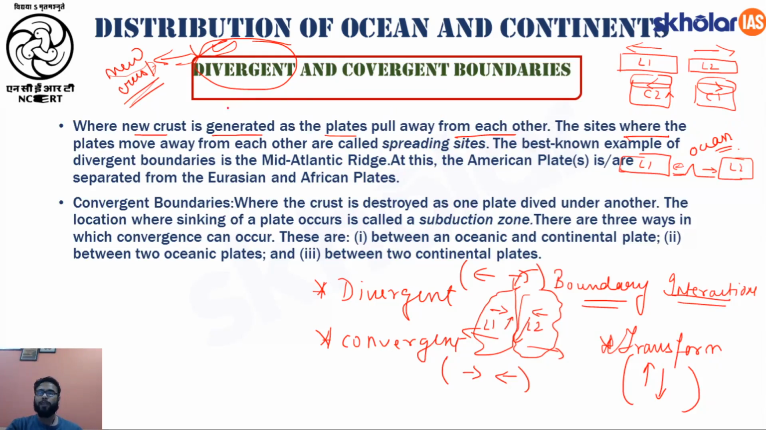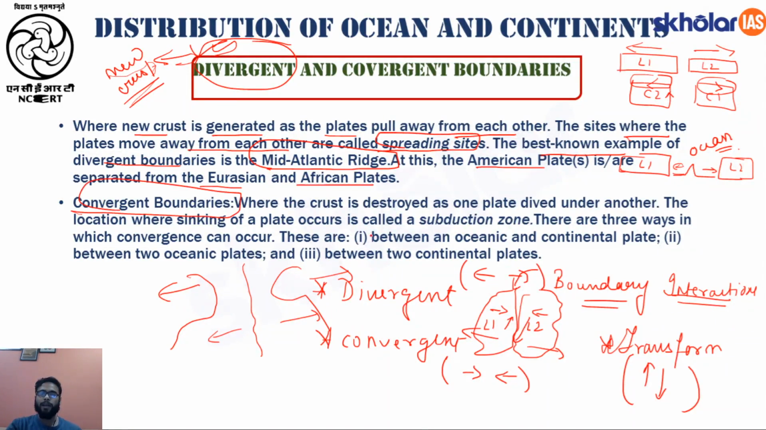So the sites where the plates move away from each other are called the spreading sites. The best known example of divergent boundaries is the Mid-Atlantic Ridge. Here we have South America, here we have Africa, both are moving away from each other, right? And therefore the Atlantic Ocean is spreading. Fine. Then we have the American plates, which are separated from the Eurasian as well as the African plates. Then we have the convergent boundaries where the crust is destroyed.